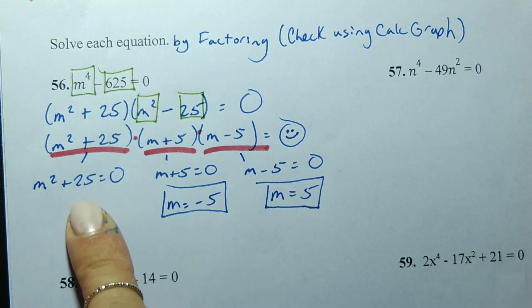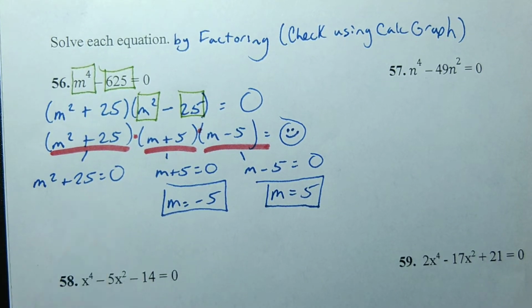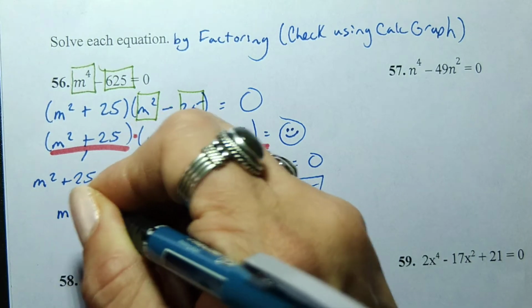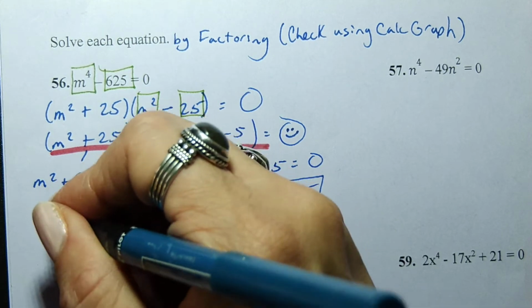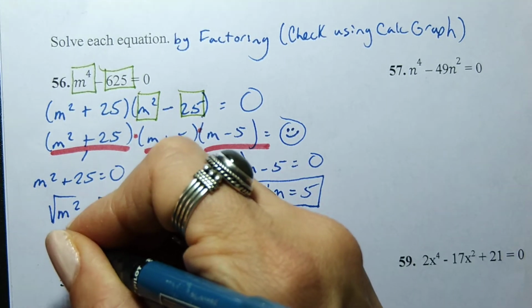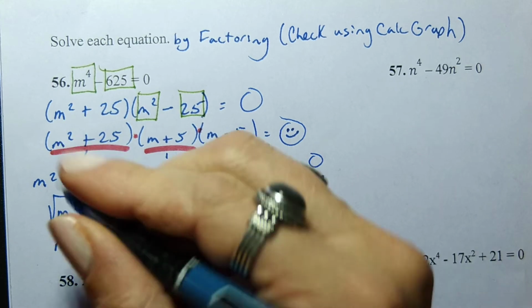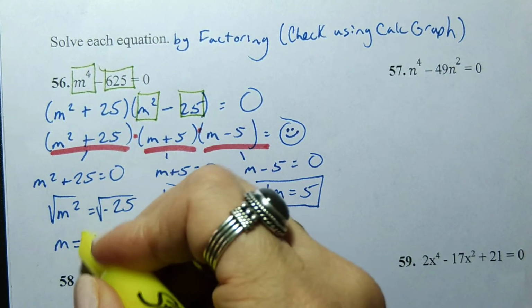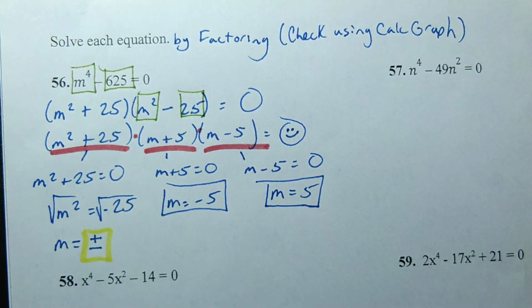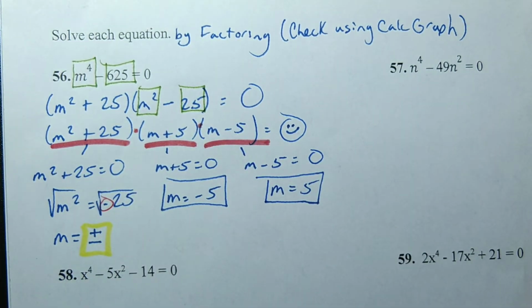Now, how am I going to solve this one? First, we want to isolate our m squared by subtracting 25. Then what? How do I turn m squared into m? Square root. And when I square root, what must I include? Plus or minus. Woo! Imaginary. And we're going to have an imaginary time here. So what is it? 5i. So the square root of 25 is 5. The square root of a negative is i. So plus or minus 5i.